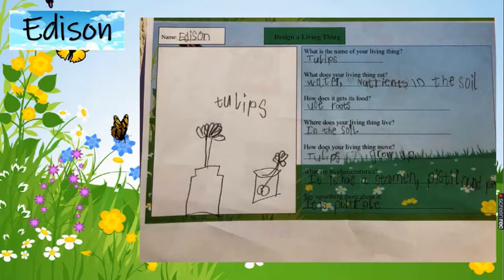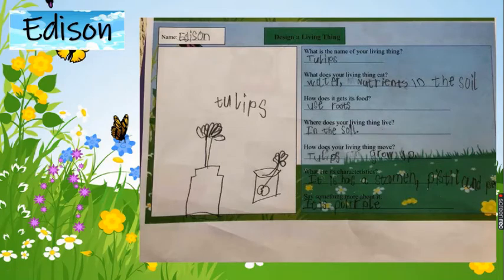Oh, this is Edison's living thing. It's a kind of flower. The name of the living thing is tulips. And then, what does your living thing eat? So he says right here, water and nutrients in the soil. Yes, because it's a kind of plant, so it takes in water and nutrients from the soil. And how does it get its food? It uses its roots. And then it lives in the soil just like most other plants.